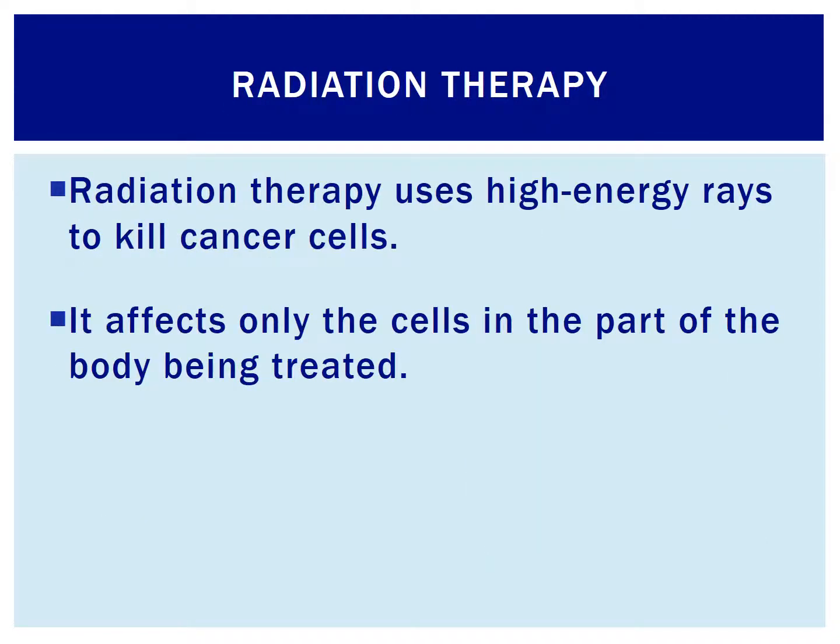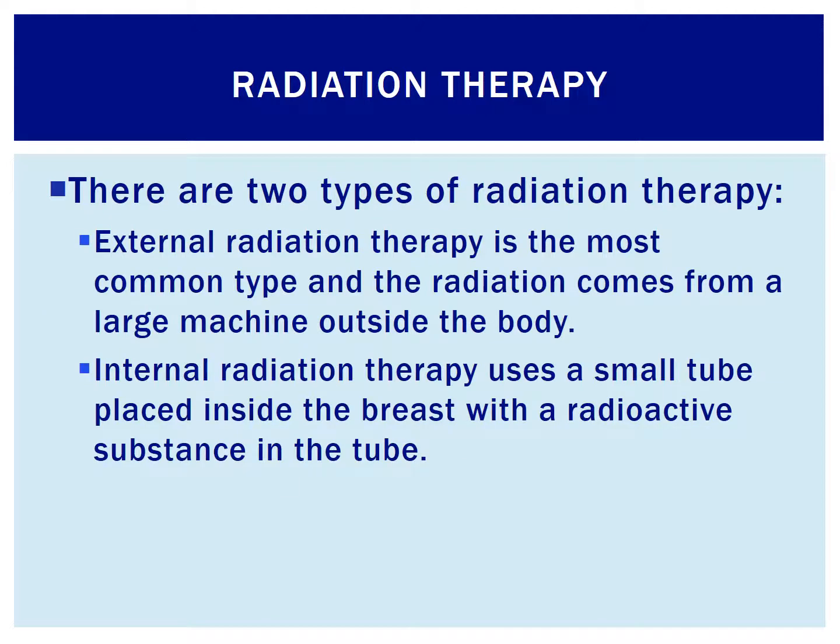Radiation therapy is another method used to treat breast cancer. Radiation therapy uses high energy rays to kill cancer cells. It affects only the cells in the part of the body being treated. There are two types of radiation therapy. The first type is external radiation therapy. This is the most common type of radiation therapy. For external radiation therapy, the radiation comes from a large machine outside the body.